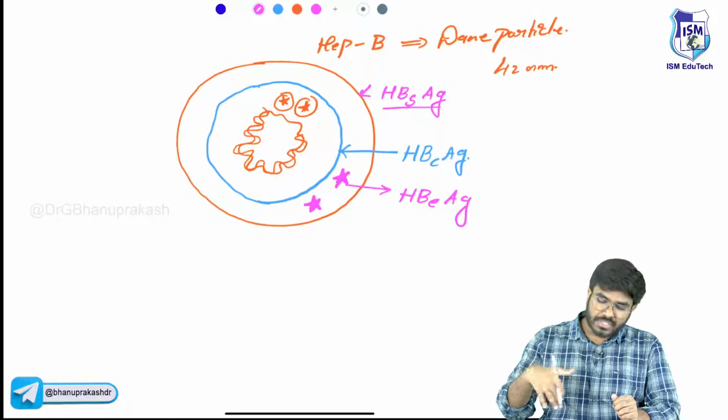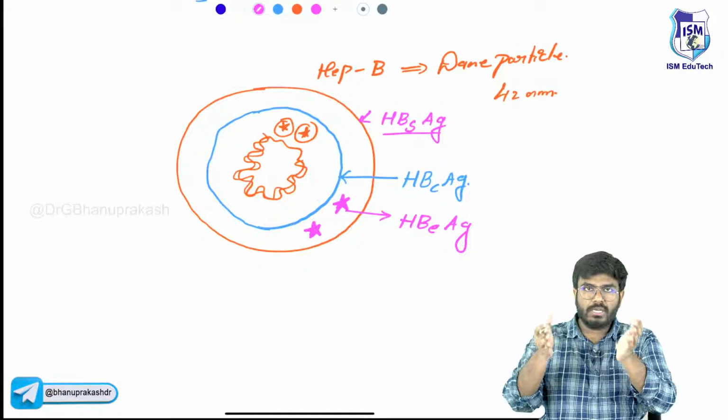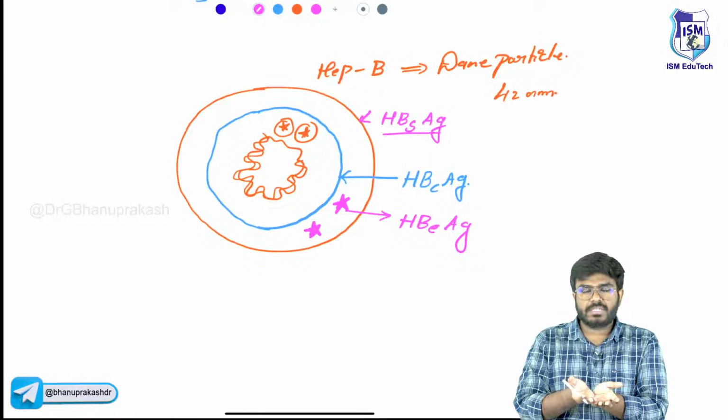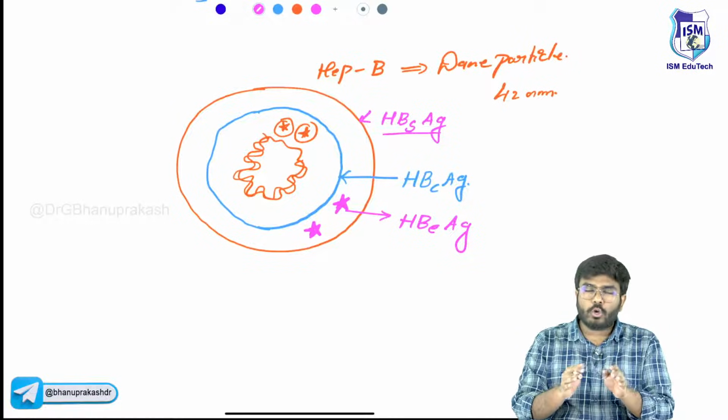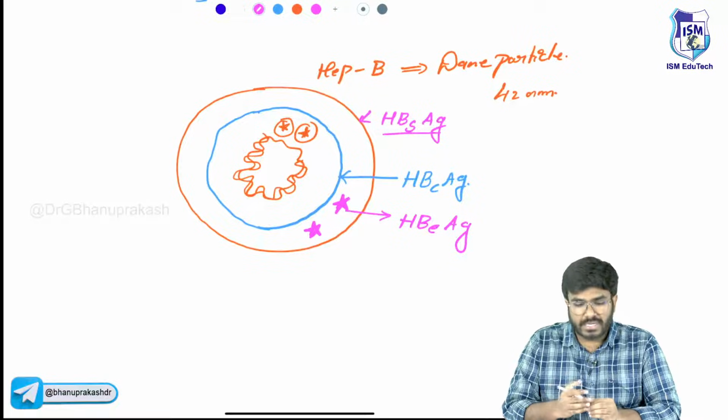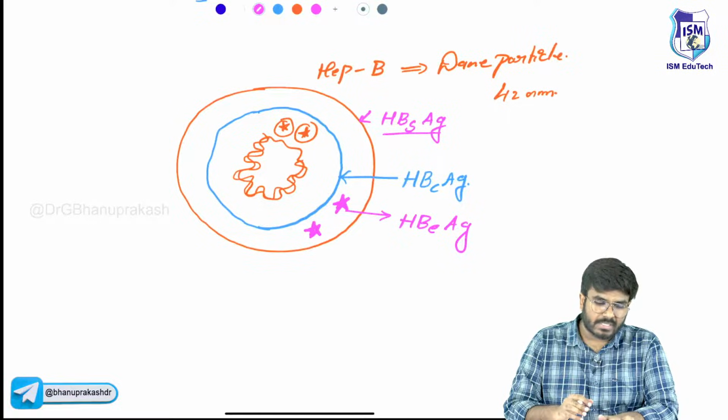So this is the structure of the hepatitis B virus. There is an outer coat, that's the capsid. Capsid is present, as well as the core. Inside the core, the nuclear material, that is partially double-stranded DNA, is present. This is called the total Dane particle.